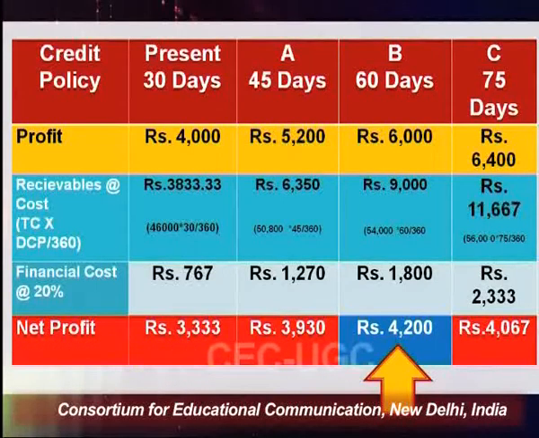Whereas if we look at the reality, the maximum profit is not in option C, that is of 75 days. The maximum profit is in case of option B, which is offering 60 days credit, and there the profit is 4200. So if we look at the comparative figures of profit, the profit in case of option B is the highest. This is what we have to understand, my dear students.